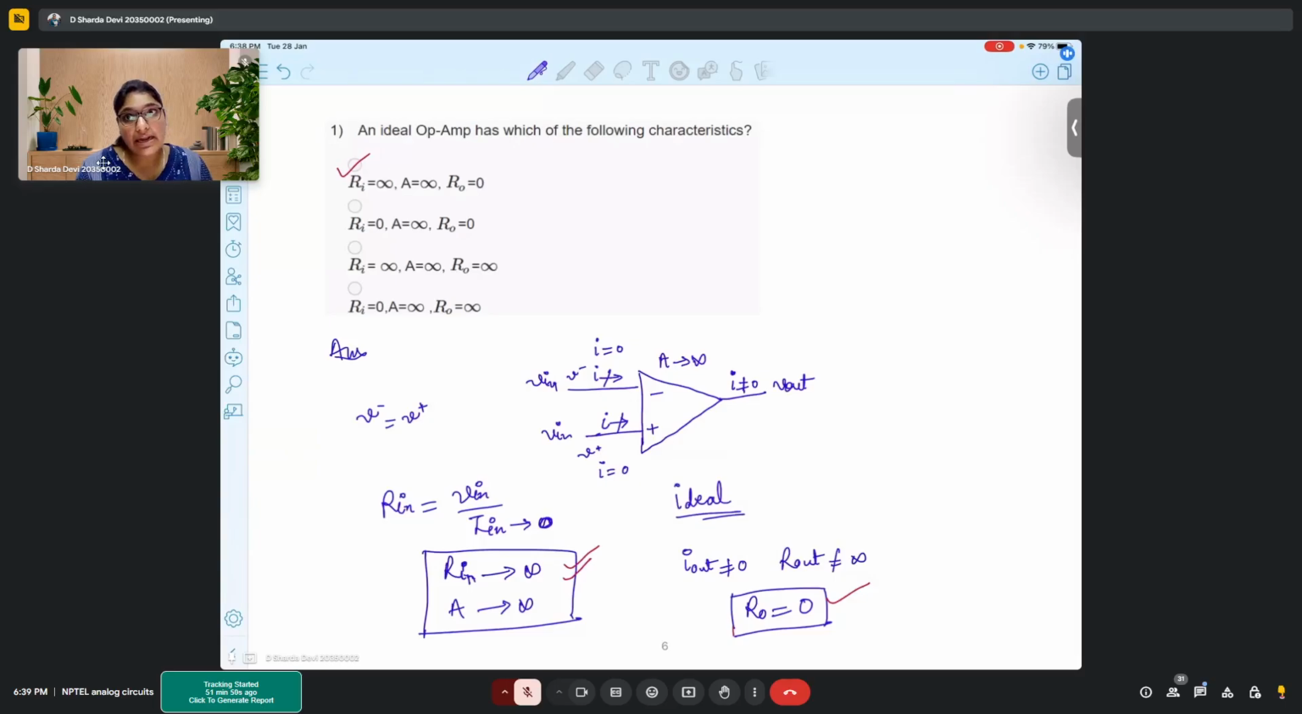There might be a condition in which your circuit is biased in a way that it might give your output current to be 0, but it is not a mandatory condition. Getting my point? So I out, you don't know about I out. It can be 0, it cannot be 0. But input currents are always 0.